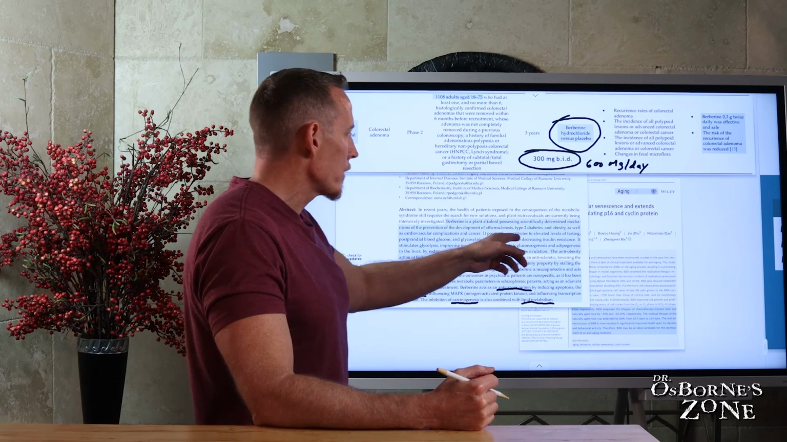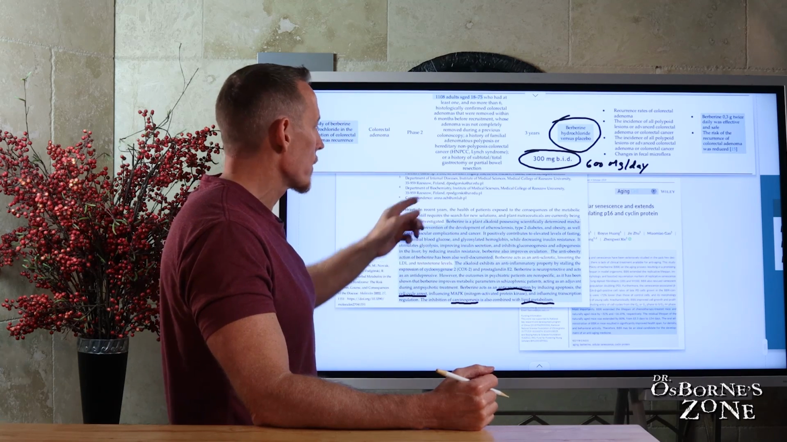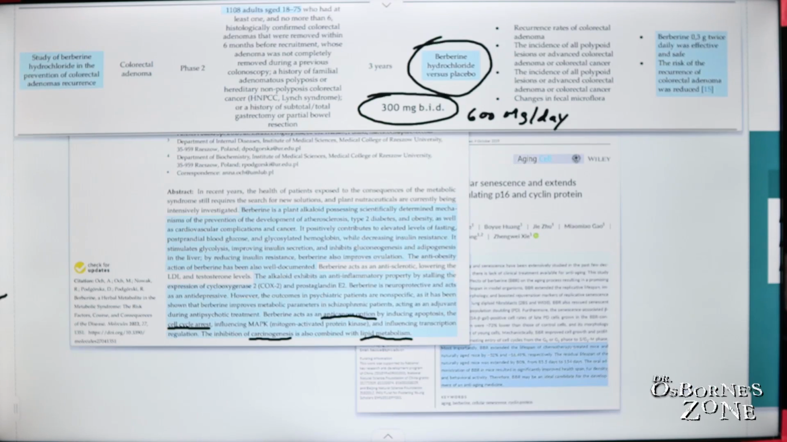It positively contributes to elevated levels of fasting, stimulates glycolysis or the breakdown of glucose. It improves postprandial blood sugars. It improves glycosylated hemoglobin while decreasing insulin resistance. It also improves insulin secretion and inhibits gluconeogenesis and adipogenesis in the liver. Okay, lots of things there.